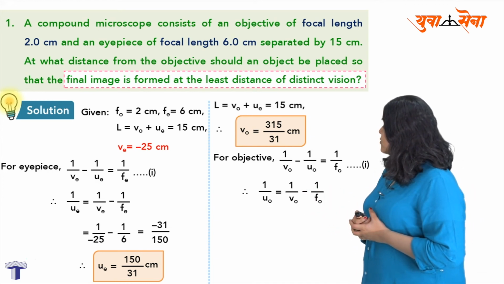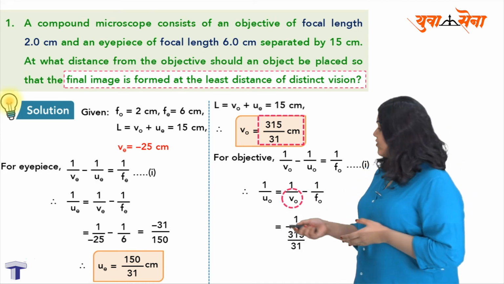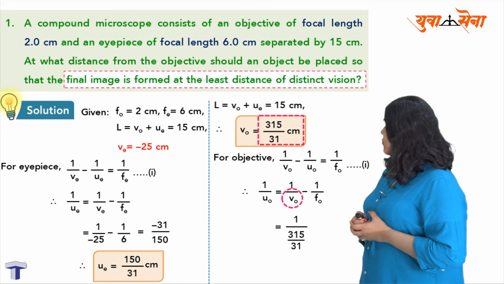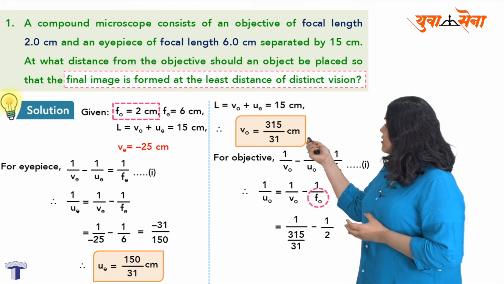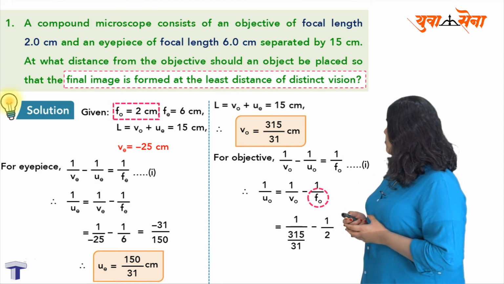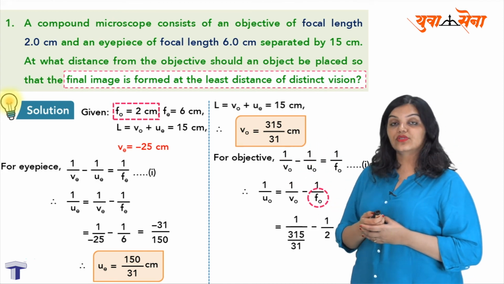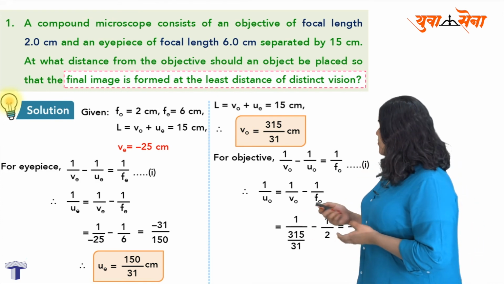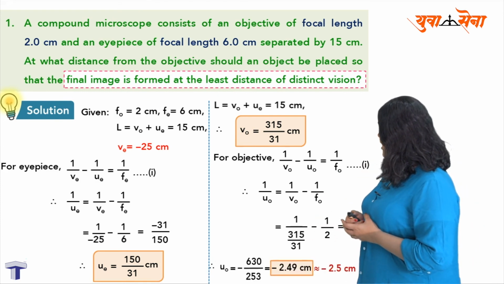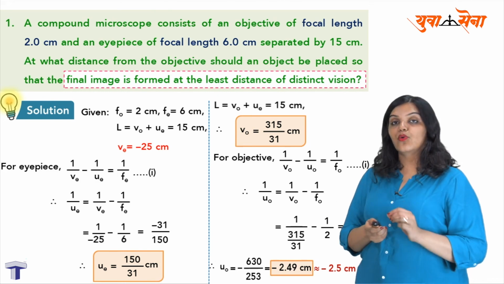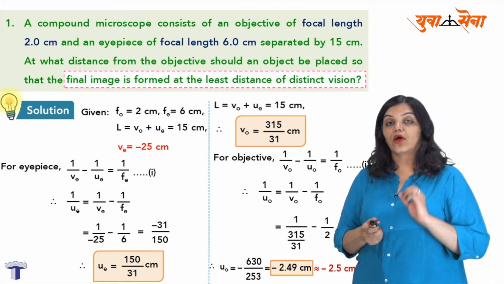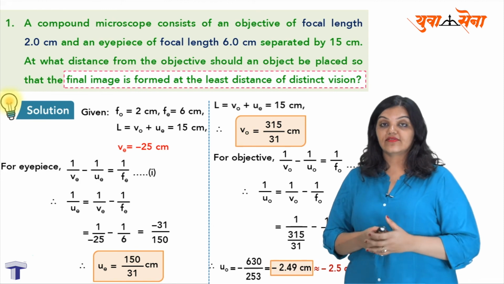1 upon U naught is equal to 1 upon V naught minus 1 upon F naught. V naught is nothing but 315 upon 31 as we have already calculated before. Minus 1 upon F naught. F naught is given to us as 2 centimeters in the sum. And if I finish this, I will calculate the value for U naught, and that will come out to be minus 2.49 centimeters, which I will approximate to minus 2.5 centimeter.